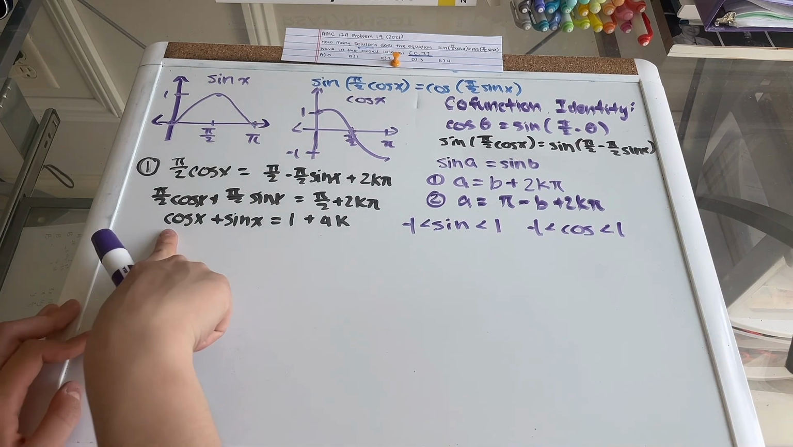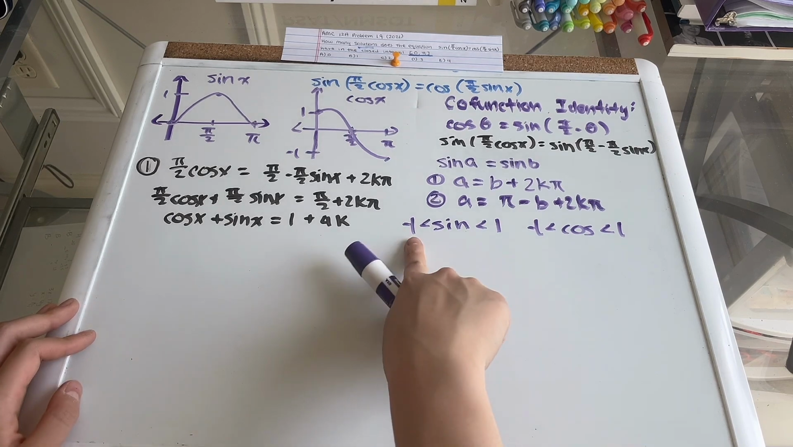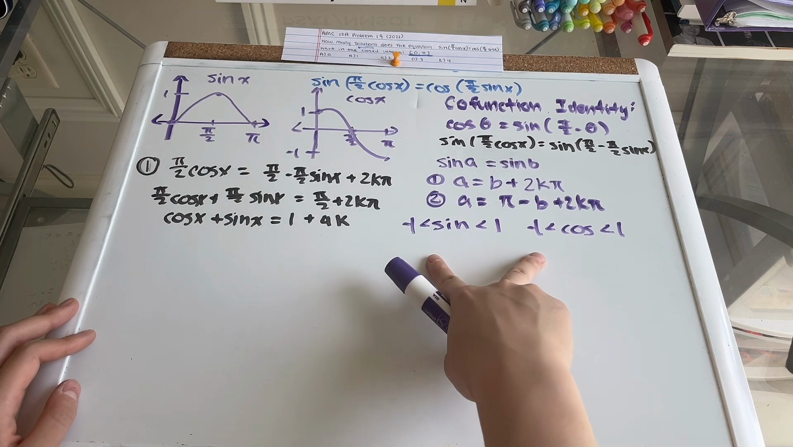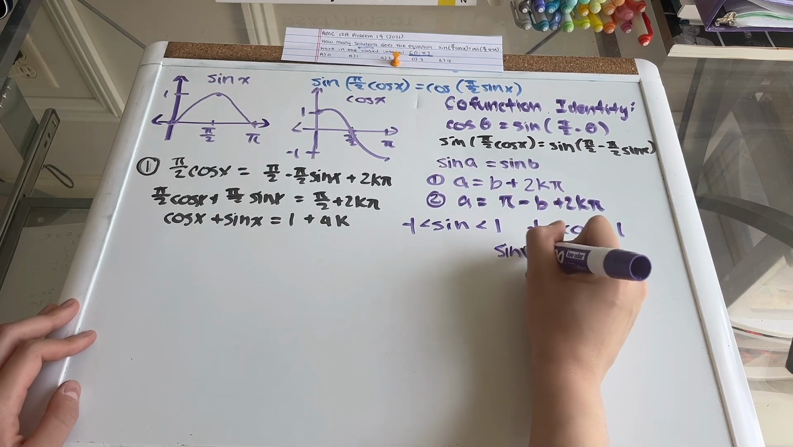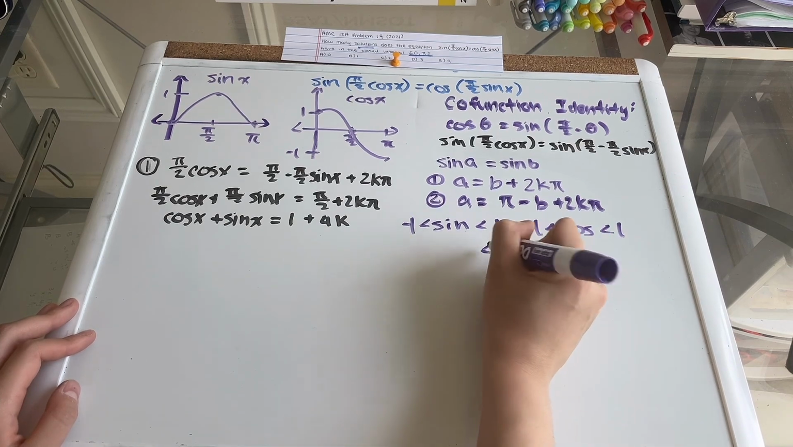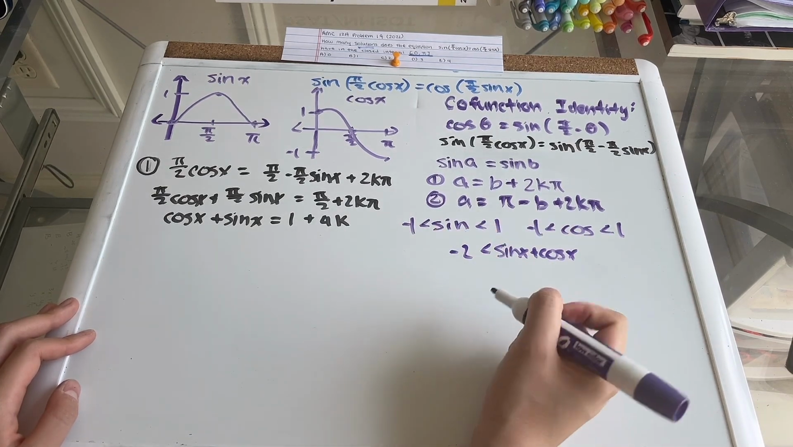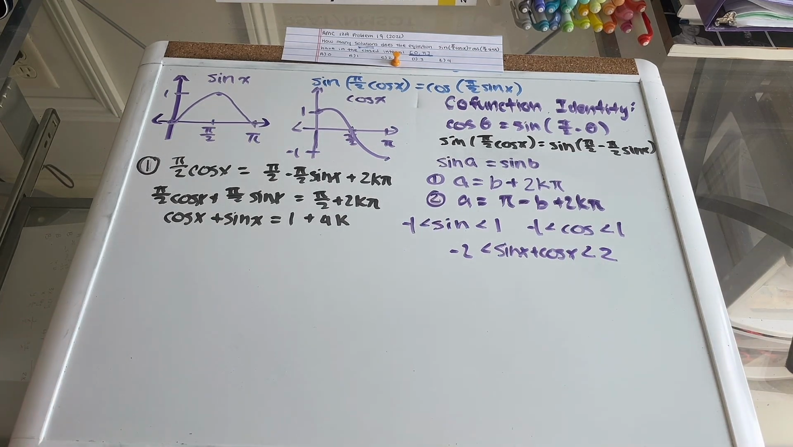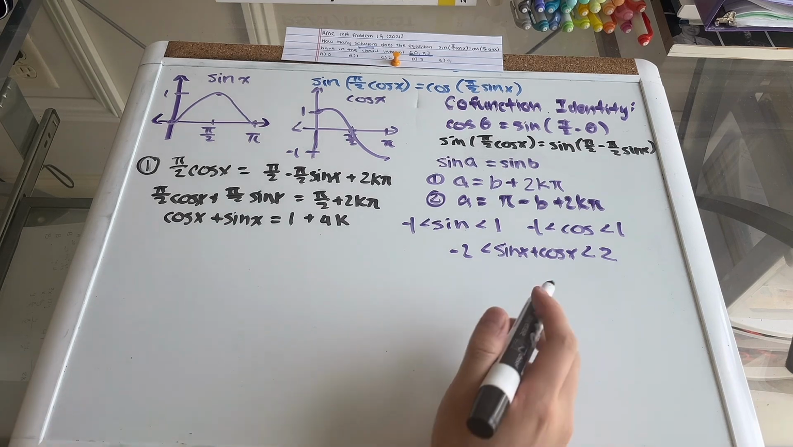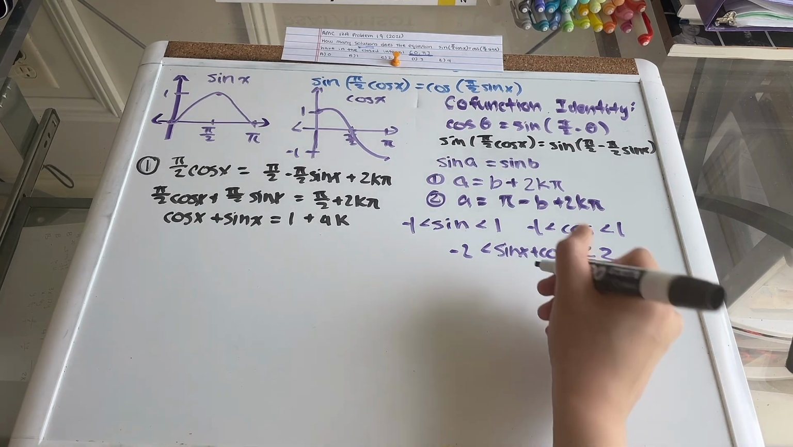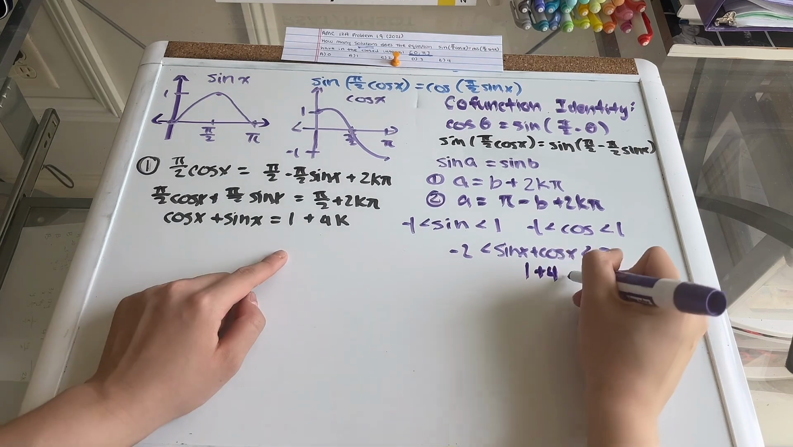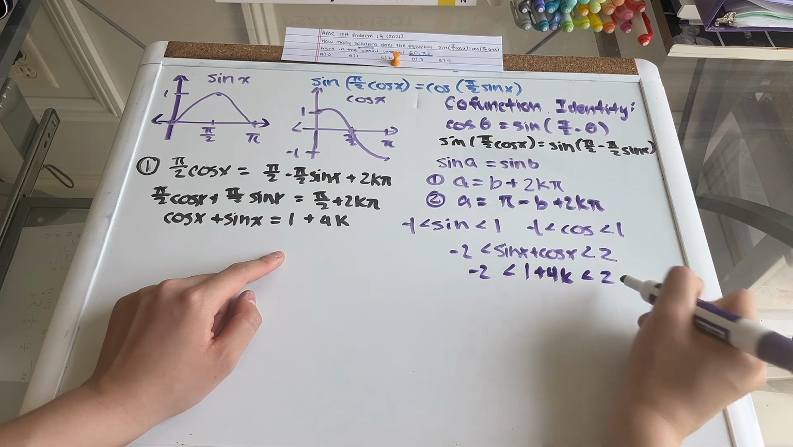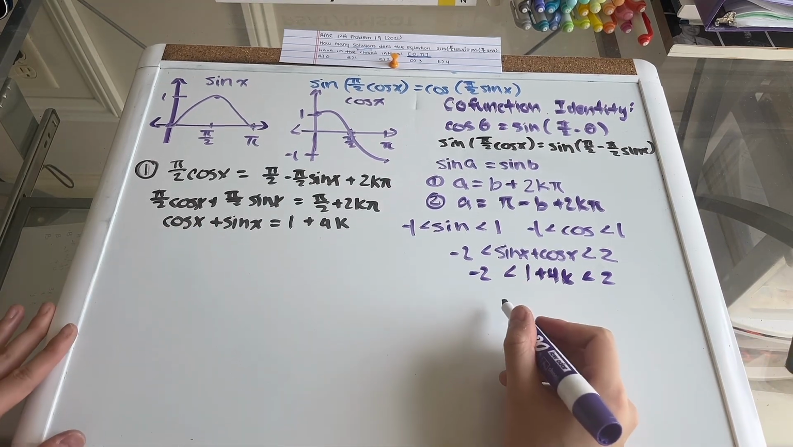So what does this mean for cosine x plus sine x? Well, the lowest is -1. This can't reach -1, and this can't reach -1. So for sine x plus cosine x, the lowest is going to be -2, but it can't reach -2. And the highest can't be 2, but it gets as close to 2 as possible. So now that we know that, 1 plus 4k right here, these two are equal. 1 plus 4k is equal to sine x plus cosine x. It has to be a max of 2 and a minimum of -2 without reaching it.